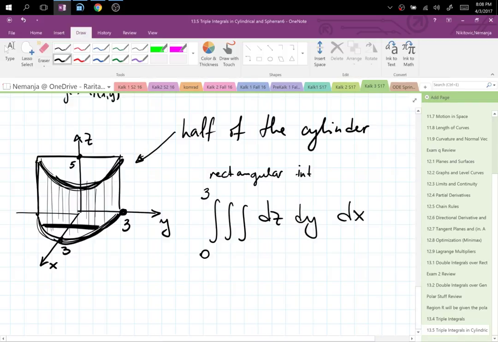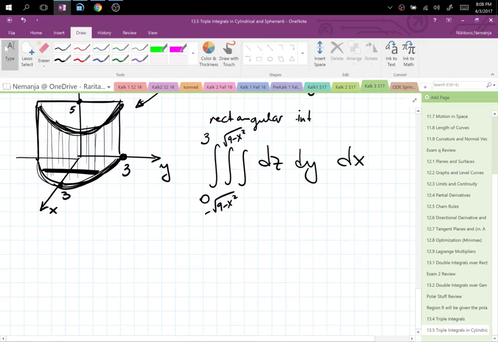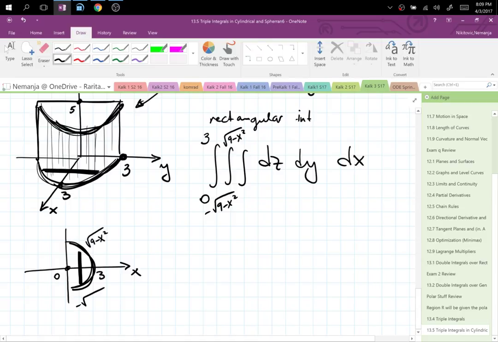And then for y, we have negative square root of 9 minus x squared and positive square root of 9 minus x squared, because that's the top and the bottom of the... So let me draw this half of a circle this way, and when you put your dx, I hope it's clear, right? We're moving from 0 to 3 on the x-axis, and you have a square root of 9 minus x squared and a negative square root of 9 minus x squared, because that's the half circle, right? The formula is x squared plus y squared equals 9. Solve it for y. And then z, easy, 0 to 5, it's a flat bottom and a flat top, right? 0 inches and 5 inches.